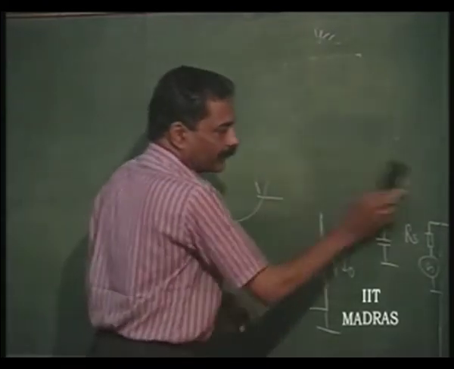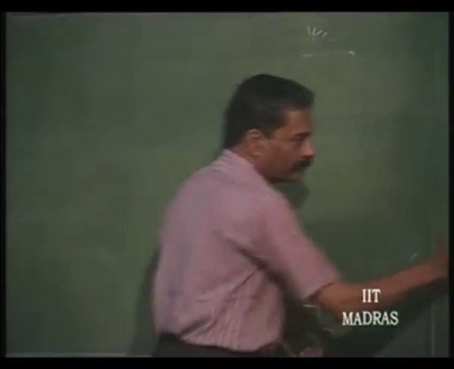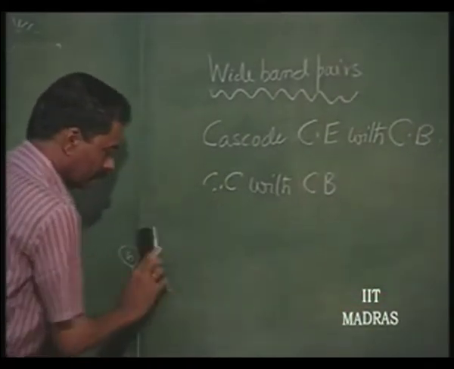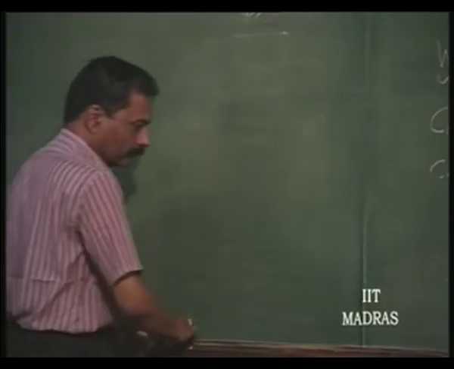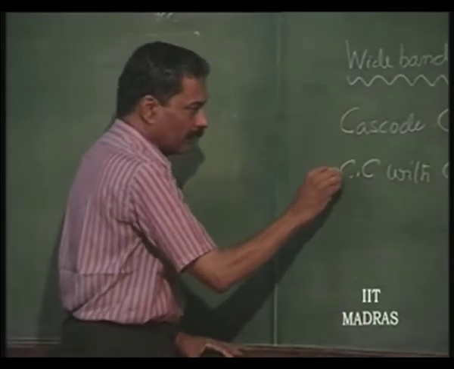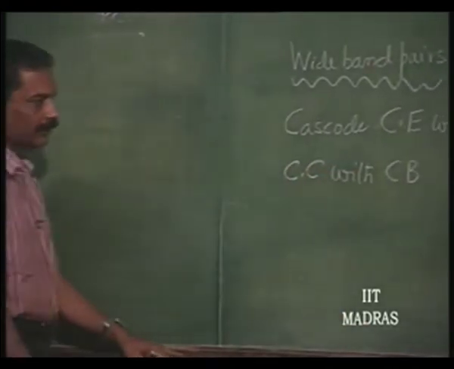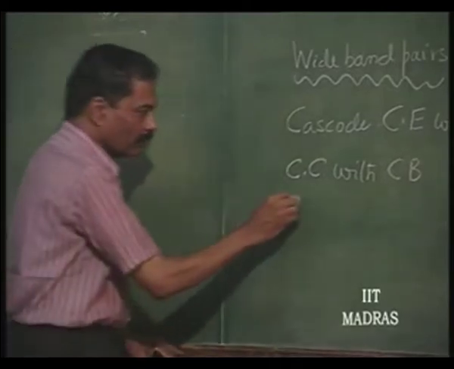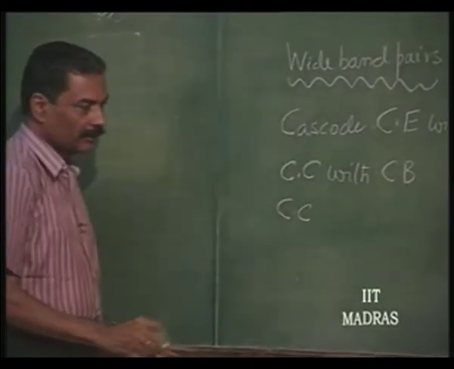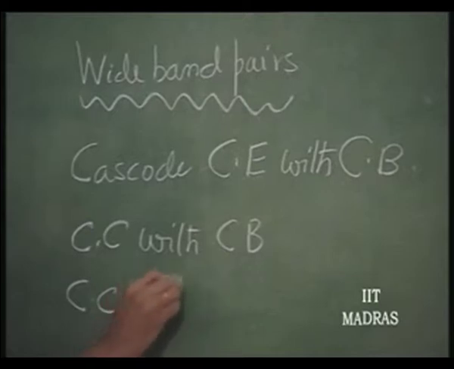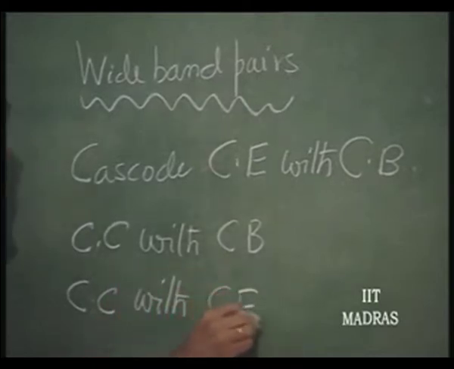Next structure, common collector with common base. Common collector with common emitter. Let us see this.